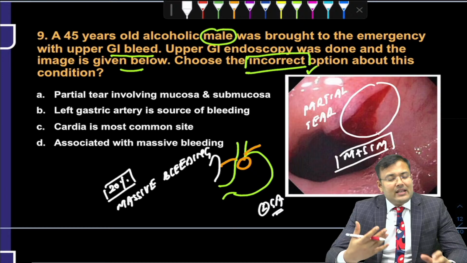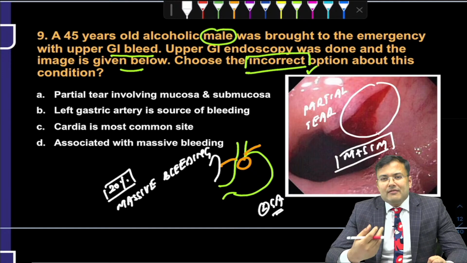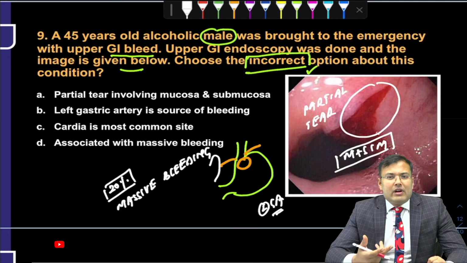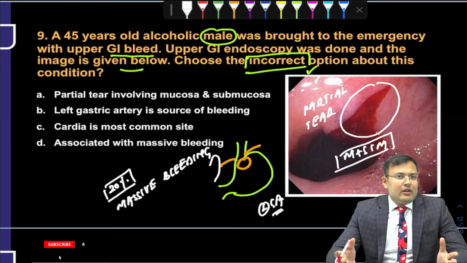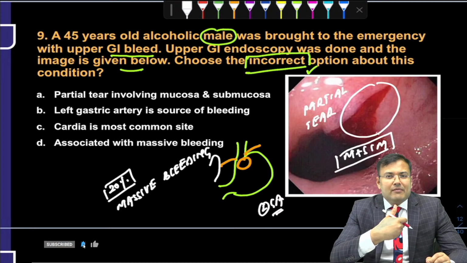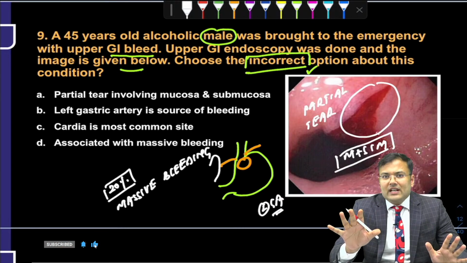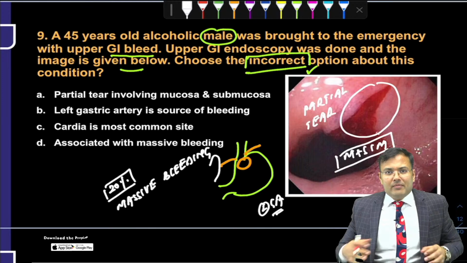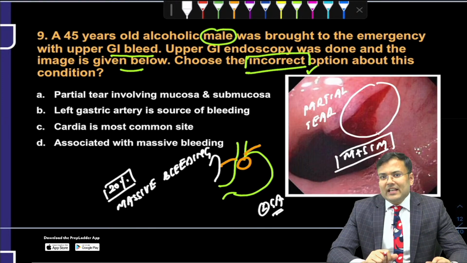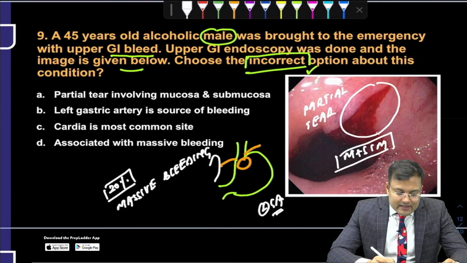Clear? And in that case we have to go for endoscopic intervention, endoscopic electrocoagulation. If it is not available or failed, then we go for angiography plus embolization. If it is not available or failed, then we perform the laparotomy and we perform open surgical ligation. Clear, guys? So what is the correct answer?